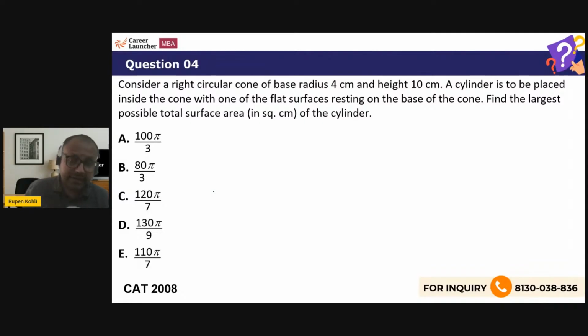Now, a very good question, requiring a lot of multiple concepts over here. Let's see. Consider a right circular cone of base radius 4 centimeters and height 10. Cone is well defined. A cylinder is to be placed inside the cone with one of the flat surfaces resting on the base of the cone. Draw the figure first of all to understand what's happening. There's a right circular cone, right?